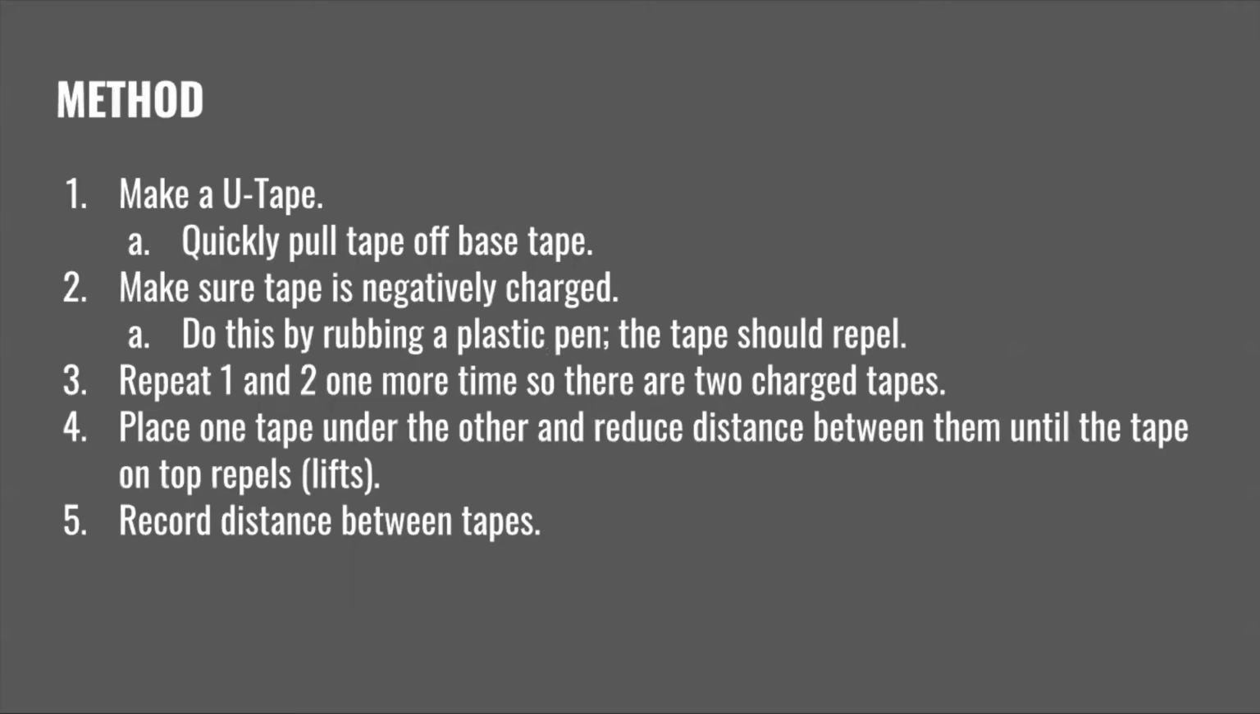The method I used was to make a U-tape by quickly pulling the tape off a base tape. Then I made sure that it was negatively charged by rubbing a plastic pen, meaning that the tape should repel. Then I repeated steps 1 and 2 one more time so that there were two charged tapes. I placed one tape above another by using two books. Then I lifted the bottom tape closer to the top one until it repelled by lifting. Then I recorded the distance between the tapes.